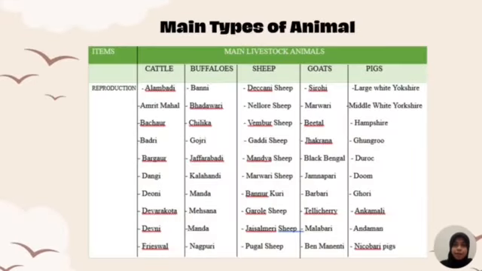In India, there are 5 main livestock animals, which are cattle, buffaloes, sheep, goats, and pigs. Those are the breeds for each animal.